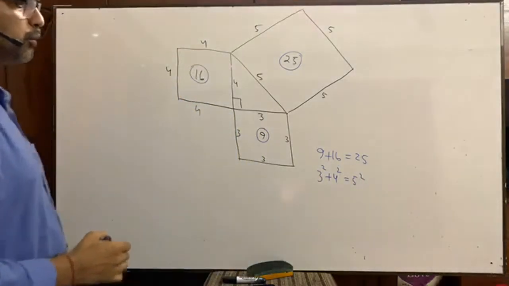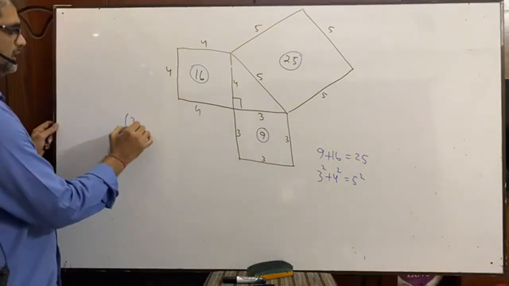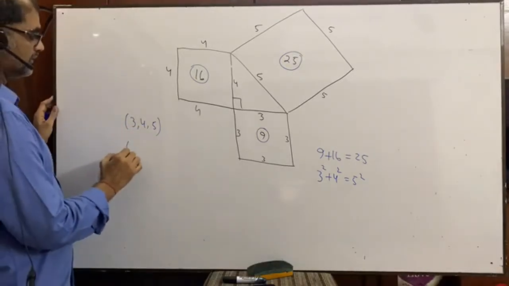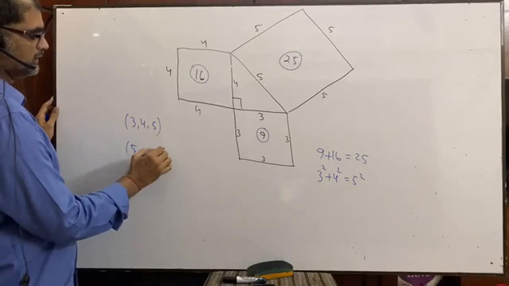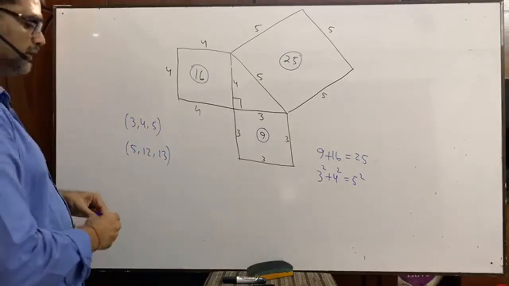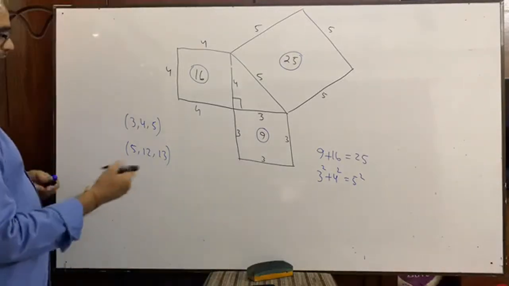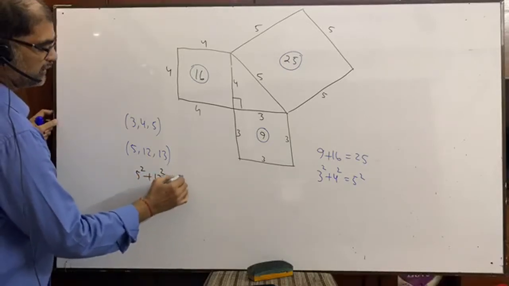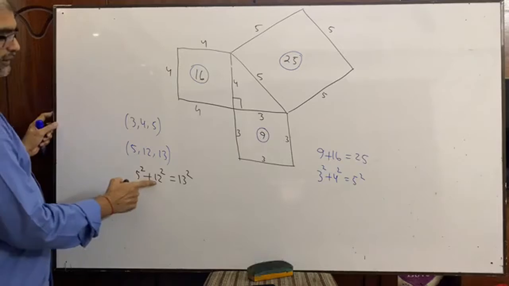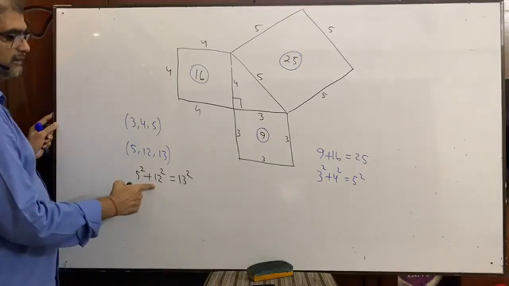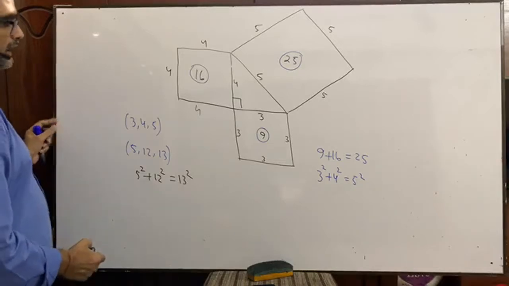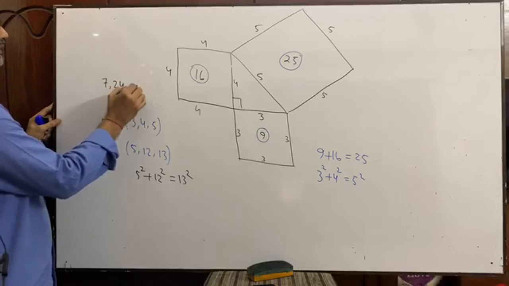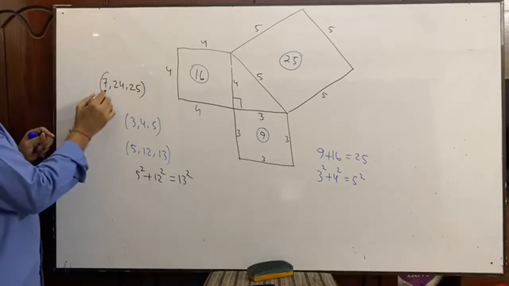These are called Pythagorean triples, that is 3, 4, 5. Another example can be given: 5, 12, 13. These are called Pythagorean triples, and they are primitive triples, because 5 square plus 12 square is equal to 13 square. You see, 25 plus 144 is 169, equal to 13 square. And what else? 7, 24, 25. They are also primitive triples. 7 square, what?